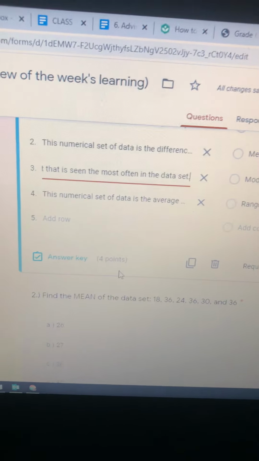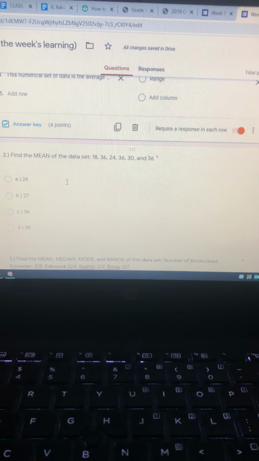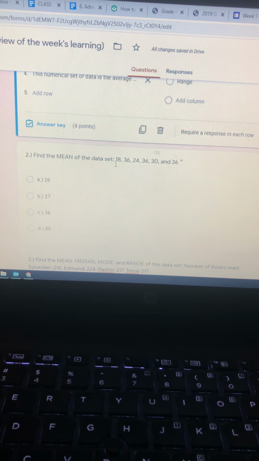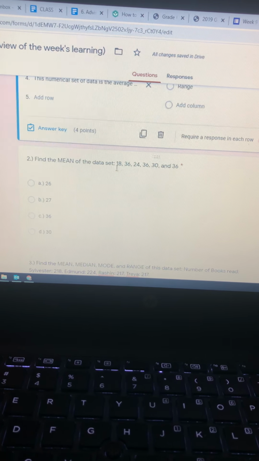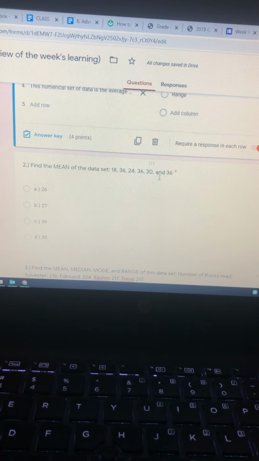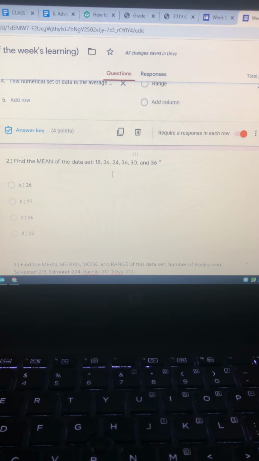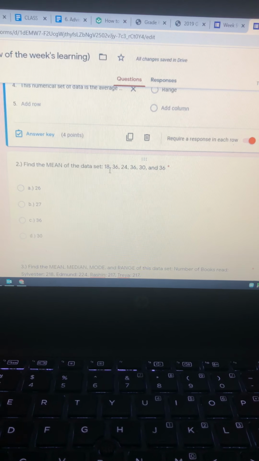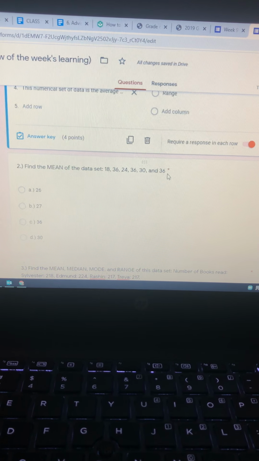All right. So when we take a look at this question, it's asking us to find the mean. So you find the mean by adding all of these numbers up, right? And then you're going to divide that answer by the total number of data in the set. So you have 1, 2, 3, 4, 5, 6, and then you're going to add all of these numbers up and divide whatever that is by 6. Okay? And that should give you the proper answer. I'm not going to tell you what the answer is, but you have to do that. So add them all up and then divide it by 6. That's how you find the mean.